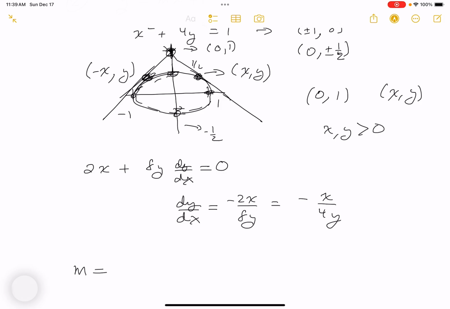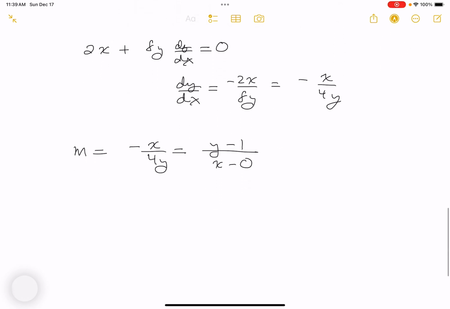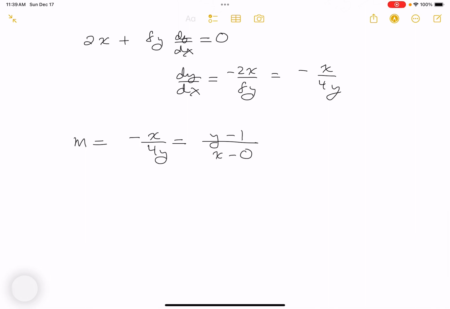All right, let's write this down now. I know the slope of a tangent line is just going to be minus x over 4y. And that's going to equal, well, I'm going to do the slope formula. So it's going to be y minus 1, that's a change in y, over x minus 0. Let's see if we can figure that out. What do you get? You would get minus x squared equals 4y squared minus 4y. I think I did okay there.